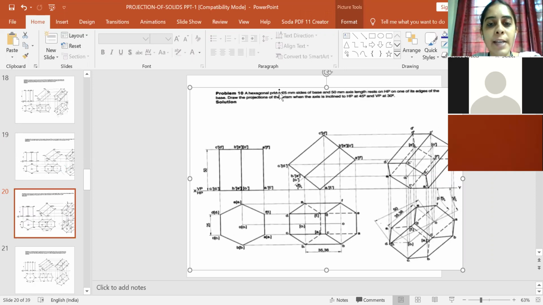So it is again a hexagonal prism of 25 mm side. You have to see what is the axis height. The axis height is also same, which is 50 mm. Then you have to check how it is resting. It is resting on one of its edges. Either edges or the side remains the same.